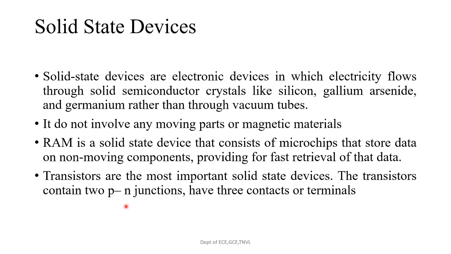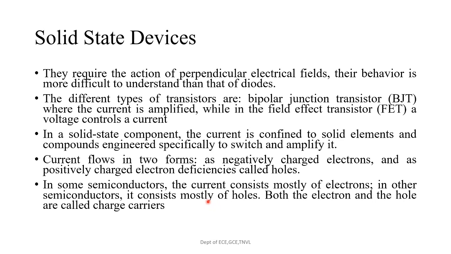The transistors contain two p-n junctions and have three contacts or terminals. They require the action of perpendicular electric fields. Their behavior is more difficult to understand than that of diodes. The different types of transistors are the bipolar junction transistor, where the current is amplified, while in the field effect transistor, a voltage controls a current.